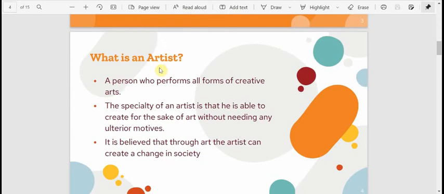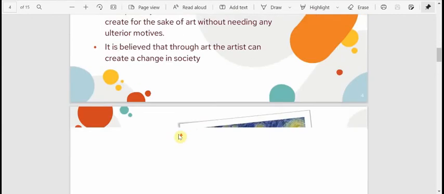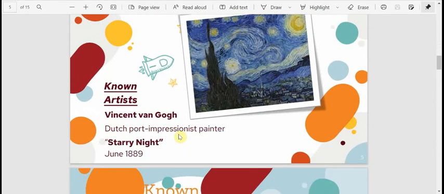And here are some of the known artists and their famous artworks. Some of these artists were mentioned in our previous lesson and also mentioned by some of the presenters during the last synchronous lesson. Okay, so first on the list is Vincent Van Gogh. Vincent Van Gogh was born on March 30, 1853, in Zundert, Italy.